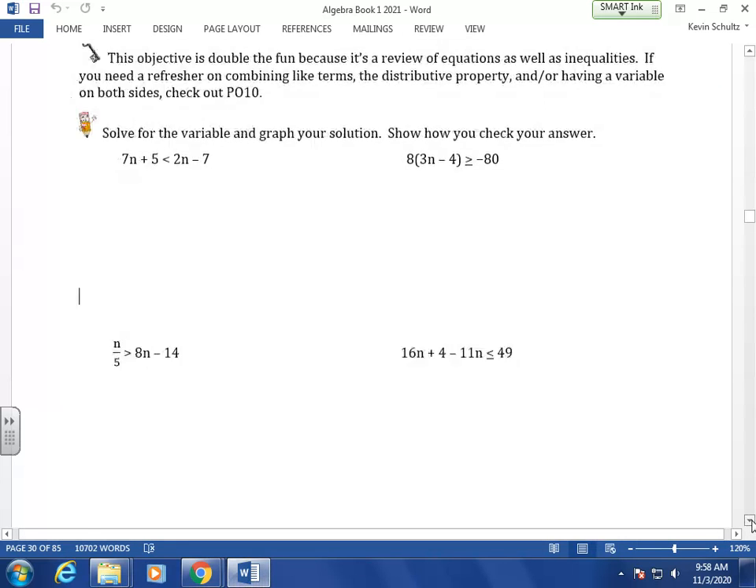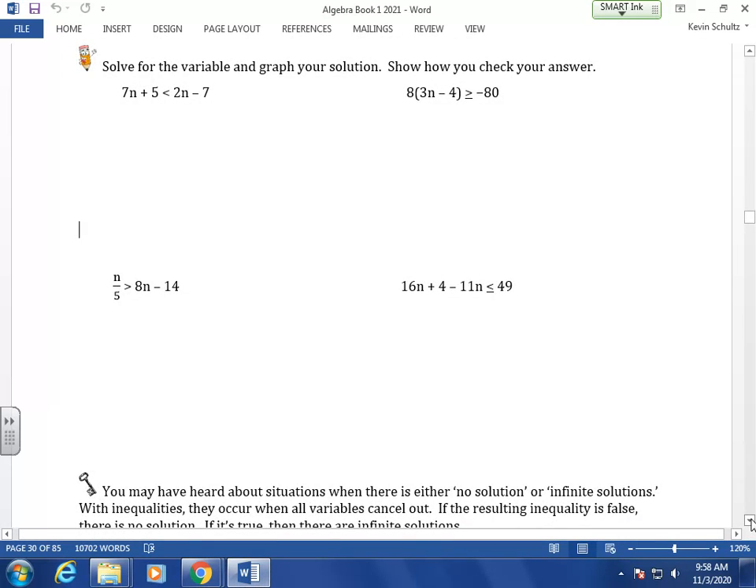I believe they were the two on the right side. Is that accurate? 8 and then 3n minus 4. We didn't do that together? I don't think we did. We're just going to do it.